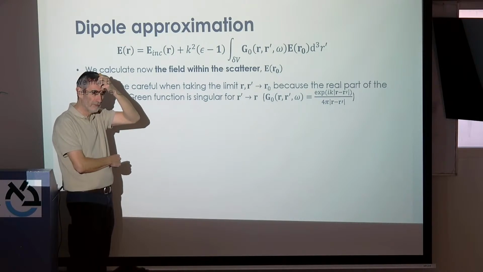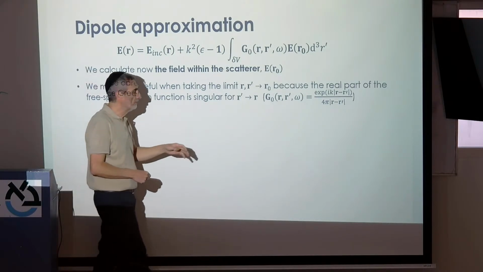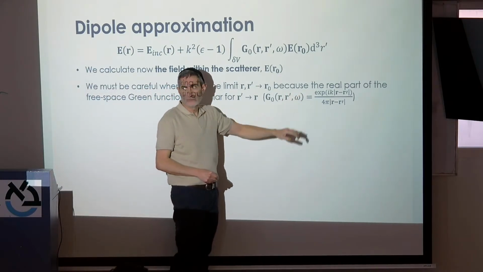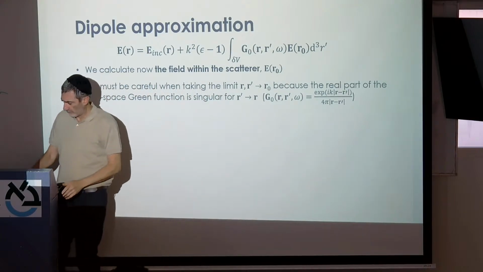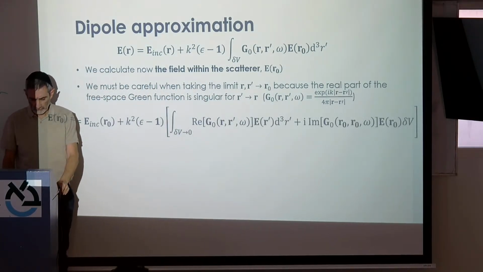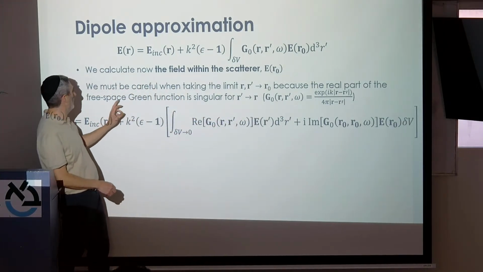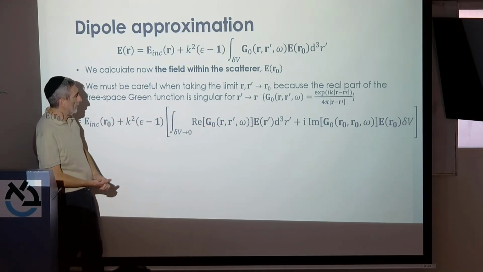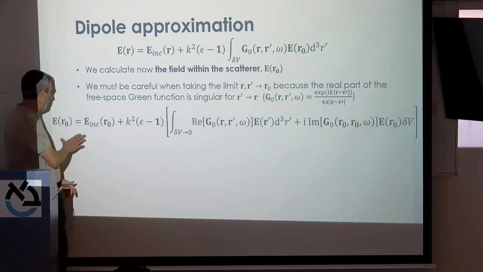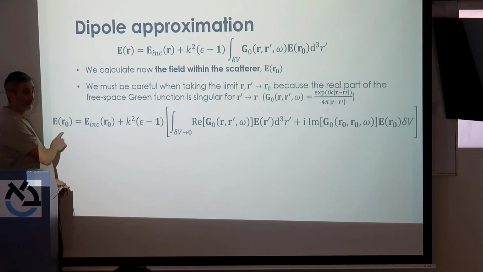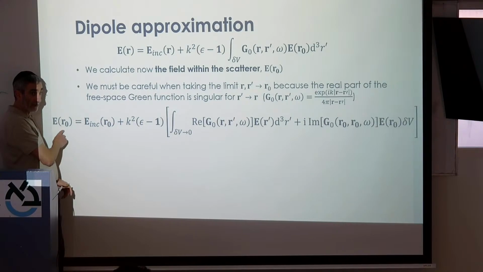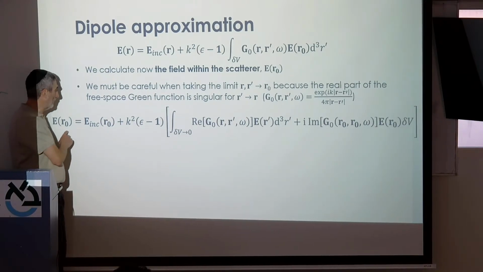It's okay. The only problem will be on the real part. So if I write it like that, I wrote it here because the real part of the free space wave function is singular at R prime. So I can decompose the field at R0. Now I'm inside at R0, at the singularity.